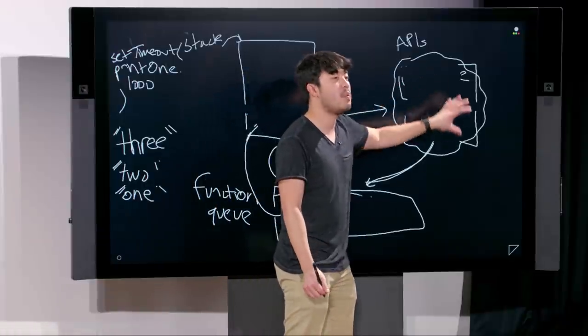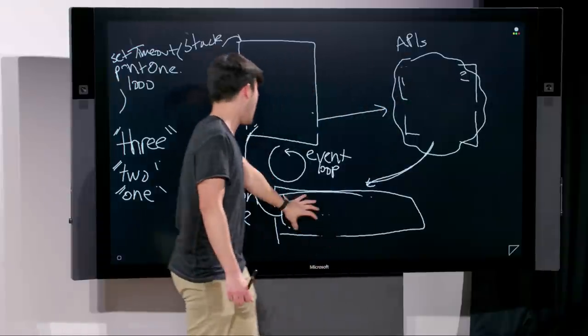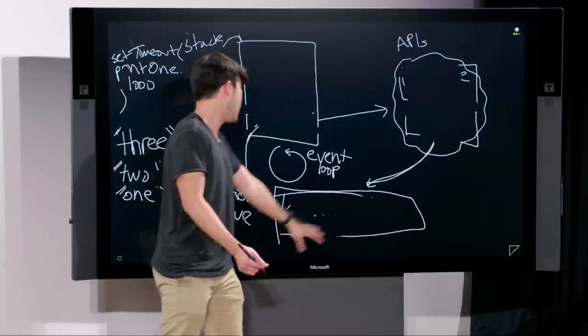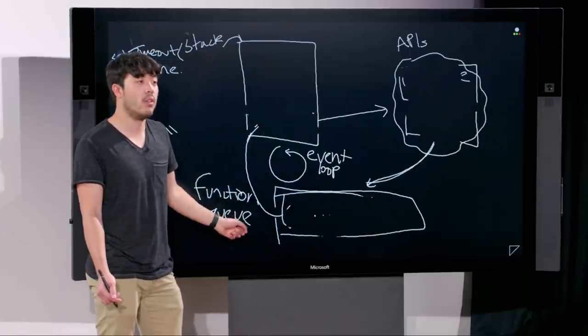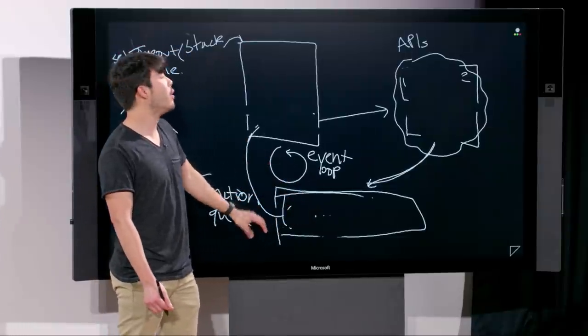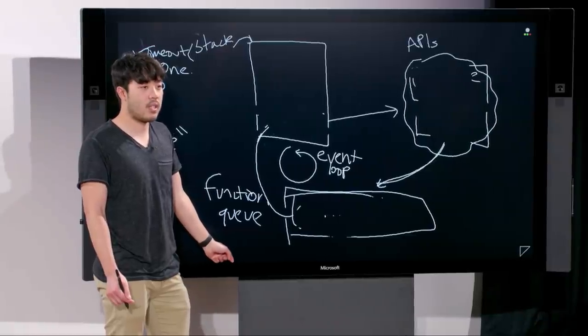It's basically that these APIs are handled by the browser. And they will let the rest of the JavaScript know when they're done by pushing things onto that function queue. And then as soon as they're on the function queue, you have a guaranteed order in which they're going to get put onto the stack. Does that make sense?